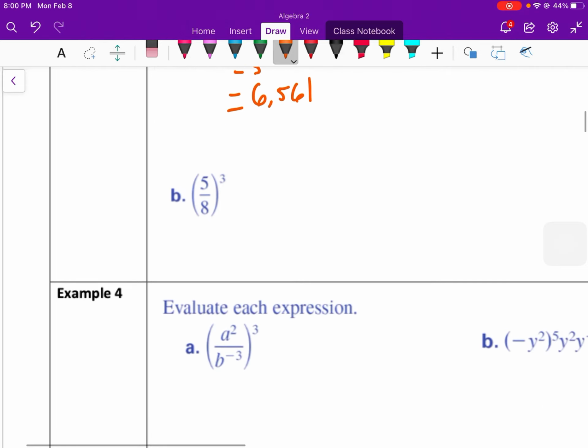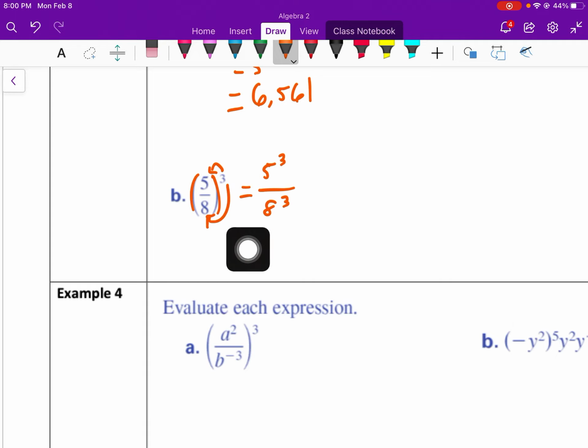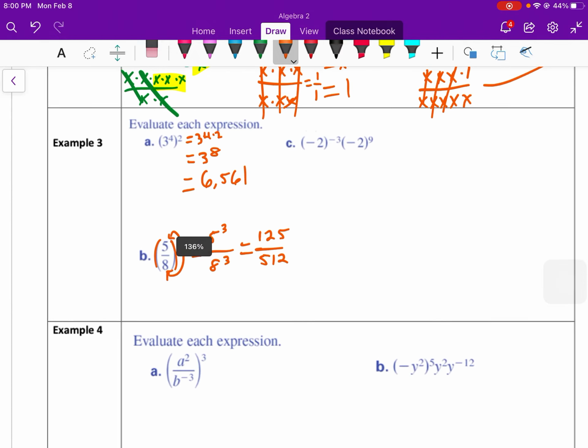B here, so we have a quotient and the whole thing is to the third power, so we're going to distribute that to the top and the bottom. So when we rewrite this, it's 5 to the third power over 8 to the third power. You can't subtract the thirds because these bases aren't the same. They would both have to be 5 over 5. So now we can cube each value, and I've done this as well. So I have 125 over 512.